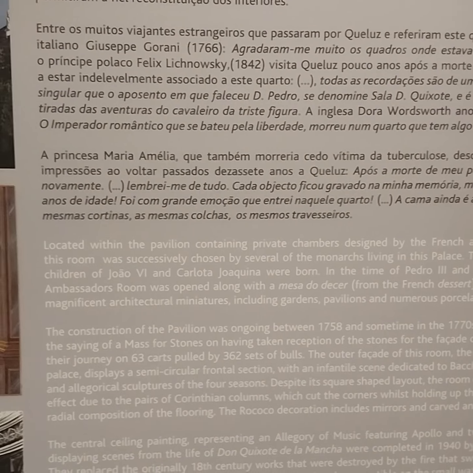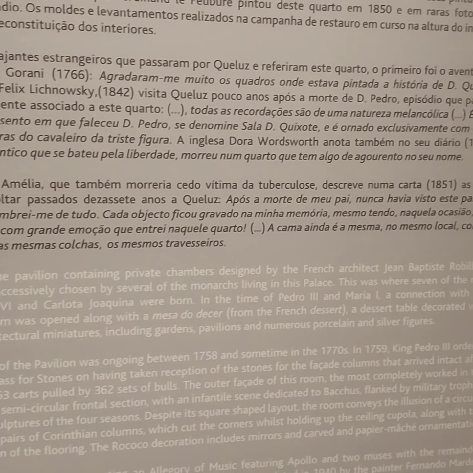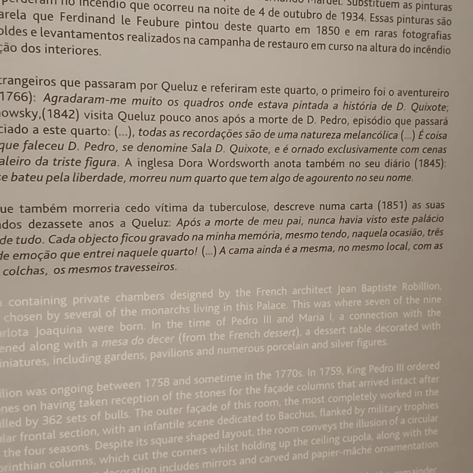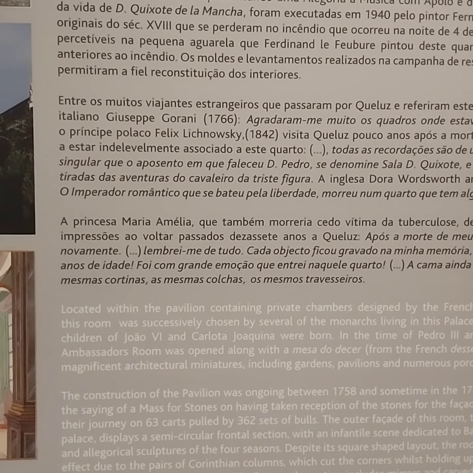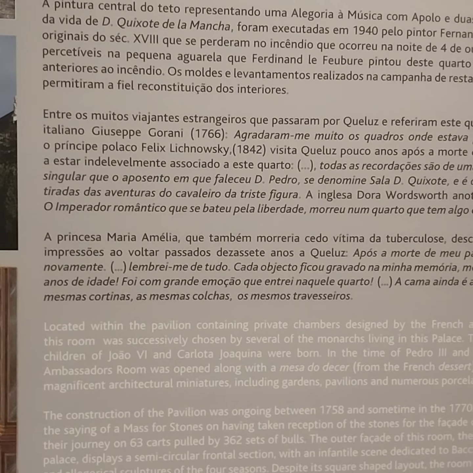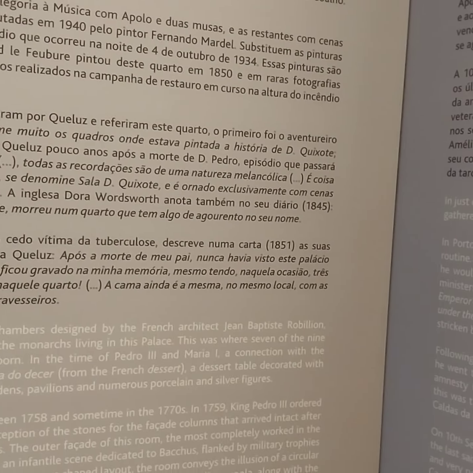Located within the pavilion containing private chambers designed by the French architect Jean-Baptiste Robillion, this room was successively chosen by several of the monarchs living in the palace. This was where 7 of the 9 children of João VI and Carlota were born, in the time of Pedro III and Maria I.